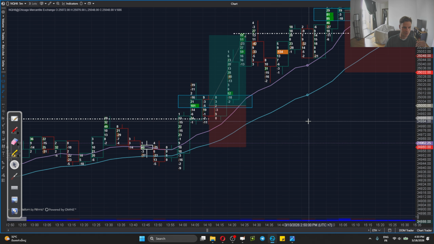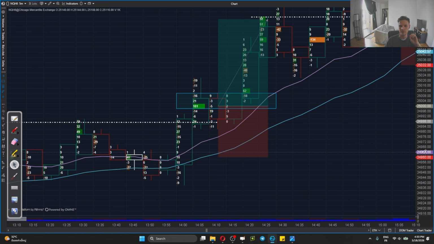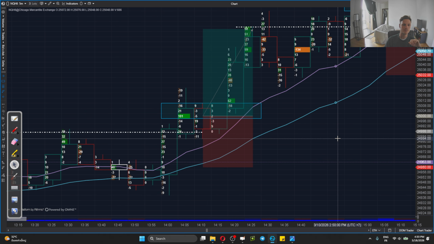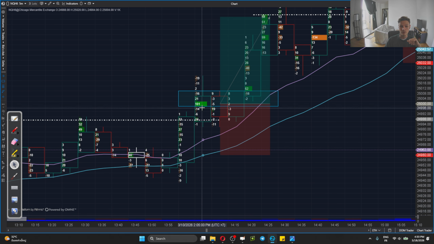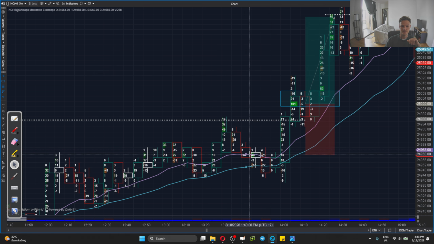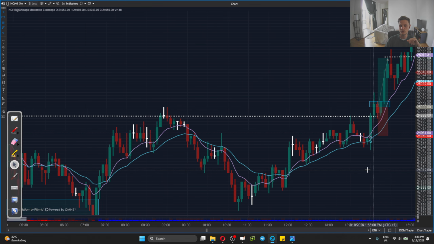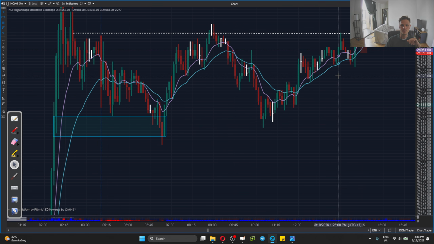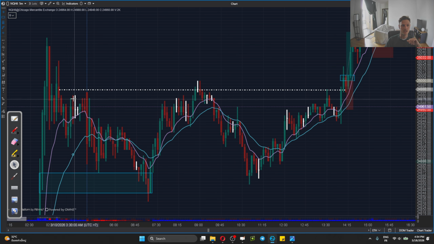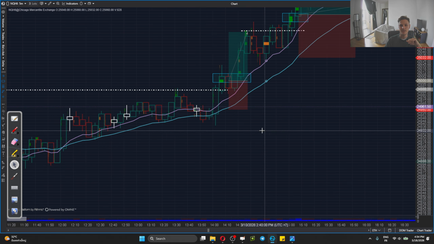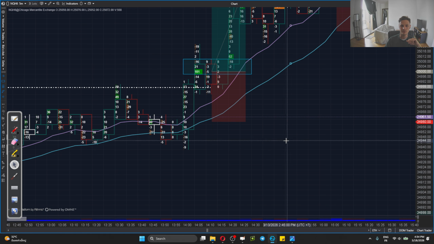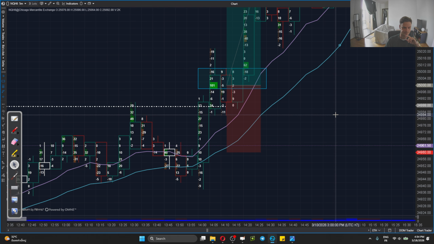So having established that, let's start with some very simple examples, just looking at the aggressive orders and aggressive buyers in this case. Let's look at what happened here. If we just look at the structure, we have an uptrend, okay? We have an area of resistance here, and we have a breakout of this resistance.